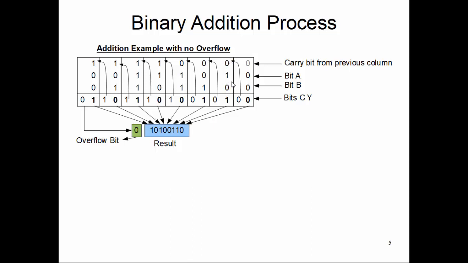This carry out 0 goes as the next column's carry in bit, and it becomes 0 plus 0 plus 1. It also gives 1 as a sum and carry out as a 0 for the next column, and this process goes on for this 8-bit. Now look at the last column. The last column will also give a sum and a carry out.